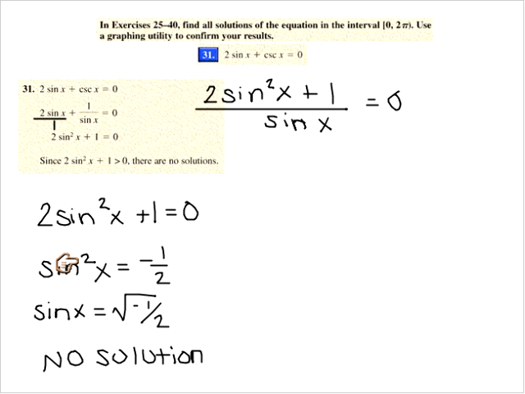To get rid of a squared, I would need to take the square root of both sides. Right, but when I do that, I get the square root of a negative value. I cannot do the square root of a negative number. So here I know there's no solution. And the reasoning they give is that 2 sine squared x plus 1 is always going to be a positive value, or always greater than 0. Therefore, there's no solutions. So either way you want to think about that is fine.